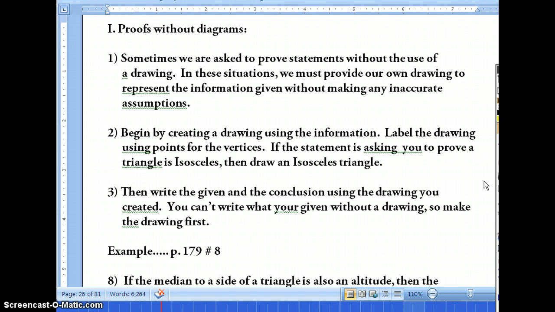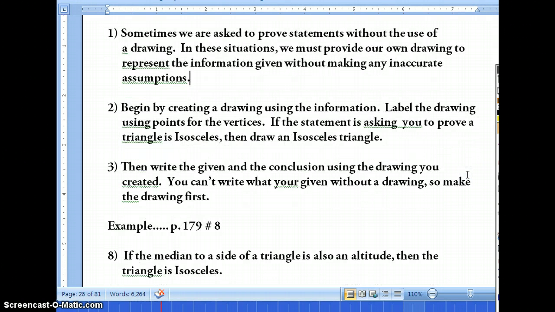So you're going to begin by creating a drawing using the information. You're going to label the drawing using the points for vertices that you're given. If the statement is asking you to prove, for example, that a triangle is isosceles, then you're going to have to draw an isosceles triangle. You can't have a triangle drawn that's not isosceles and use that picture to prove that the triangle is isosceles. So you're going to have to make your drawing mimic what you're being asked to prove.